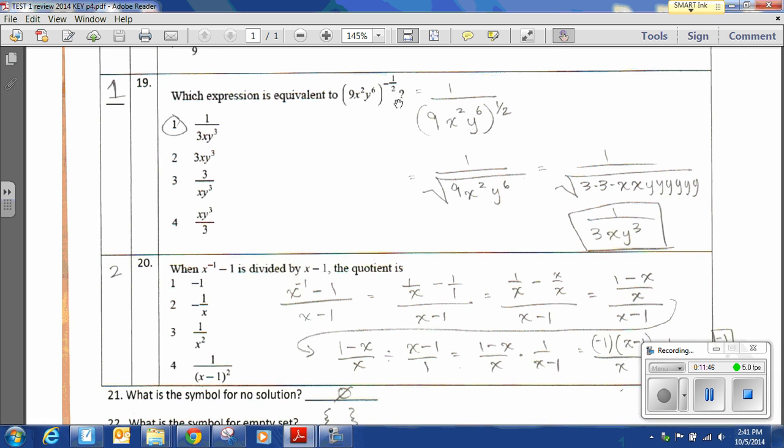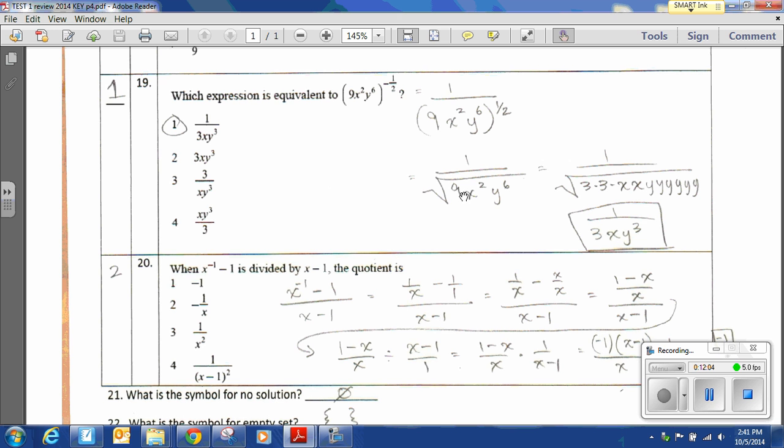Number 19, here we have this expression raised to the power of negative 1/2. Because it's a negative exponent, I'll put the whole thing under a 1 and make the power positive. Now we all know that anything to the 1/2 power is the same thing as a square root.